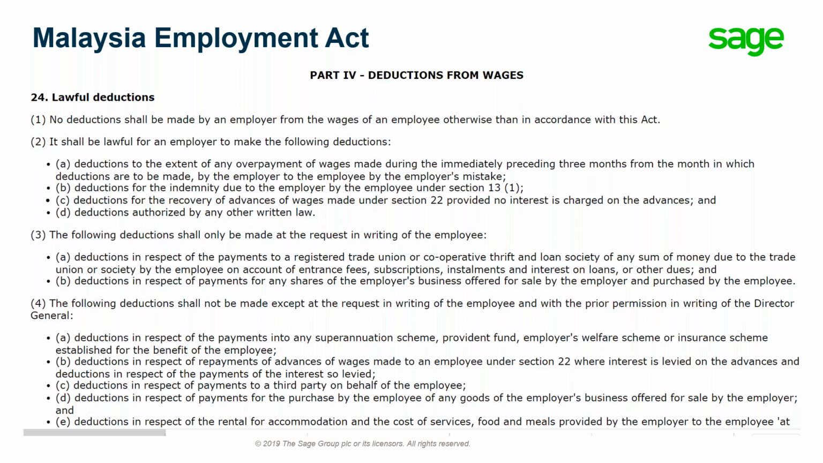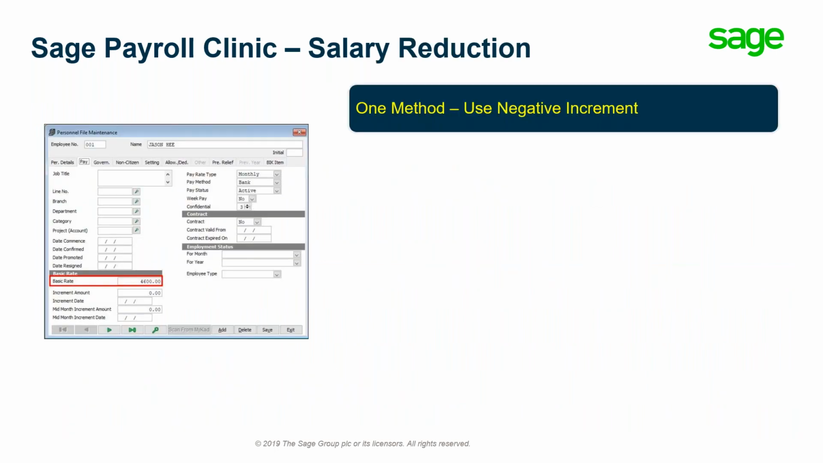I don't know whether you need to get approval, but what we are trying to show you in Sage Payroll is, when the company has no choice and needs to do this exercise, how to do a salary cut in Sage Payroll. This is the session where we're going to show you how. All right, for this salary adjustment, there are two methods that you can do it.